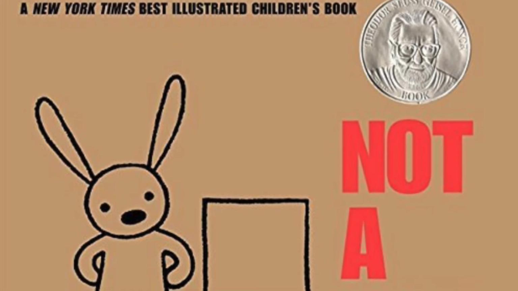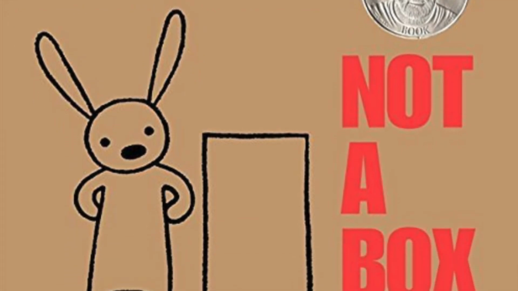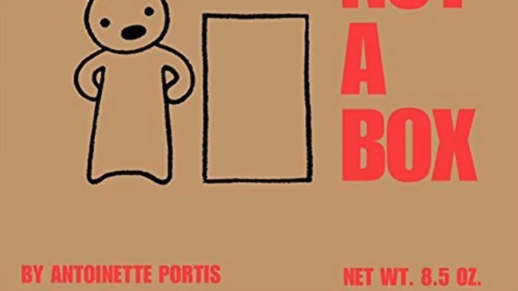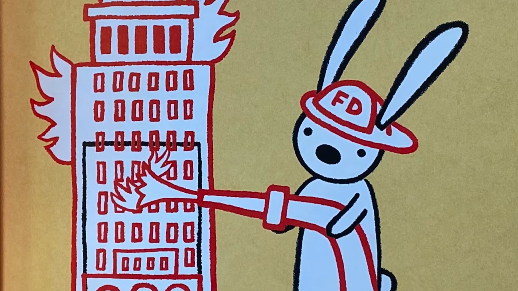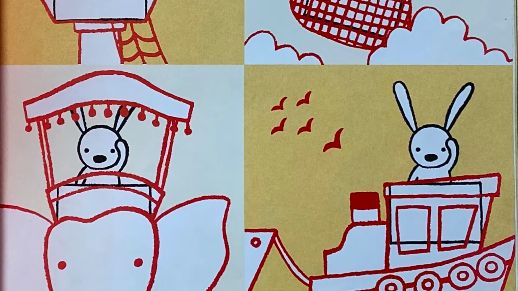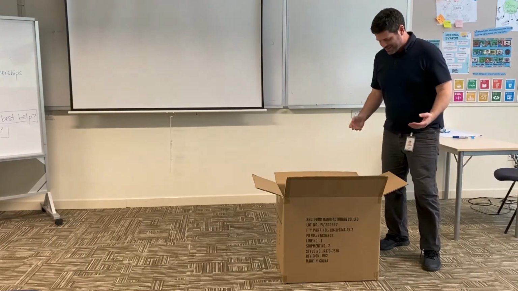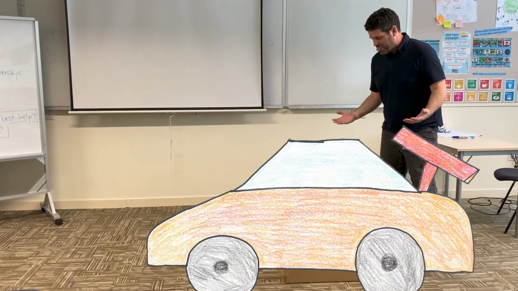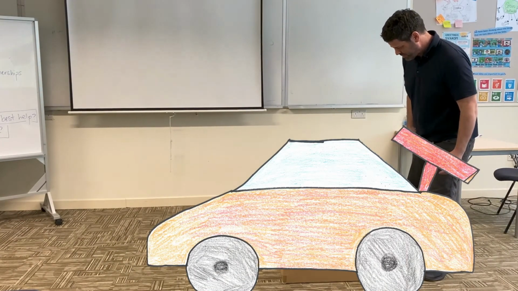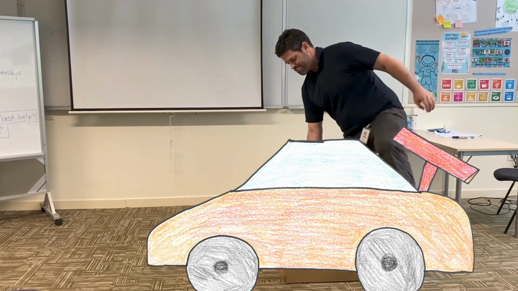Antoinette Portis' award-winning book, a rabbit uses their imagination to show how a cardboard box can be so much more than just a box. It can be a building on fire or one of many different types of transportation. This book is such a great inspiration for young children's imaginative play. You can easily create your personal, not-a-box story with your very own hand-drawn illustrations.